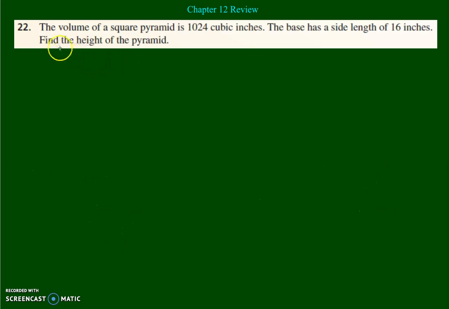Problem 22 says the volume of a square pyramid is 1024 cubic inches. The base has a side length of 16 inches, and we need to find the height of the pyramid. So I think the important thing at this point is to go ahead and see if we can draw this thing. We have a square pyramid, so let's try and give that a shot here.